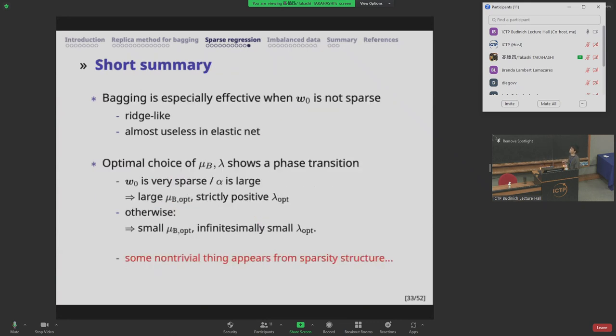And this is a short summary of the sparse regularization, sparse estimation. Bagging is especially useful when W0 is not so sparse, but this property is very similar to ridge regularization, and it is almost useless in the elastic net case. But what's happening inside is very different from ridge regularization. The optimal choice of mu b and lambda shows the phase transition. When W0 is very sparse or alpha is large, using bagging is not so efficient, but in other cases there is a region where the best choice is to use the ensemble of interpolators. Also, this problem is very simple, but something non-trivial appears from the sparsity structure. This point is very different from just considering ridge estimation. Okay, this is the result for the sparse estimation.